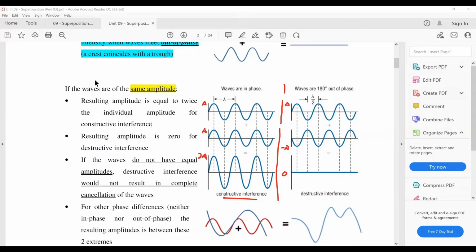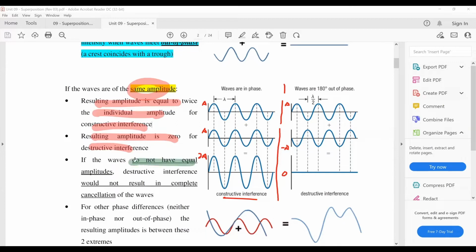All right, that one is explained under this statement here. Now this one is assuming that they have the same amplitude in the first place. Now, what happens when your waves do not have the same amplitude?